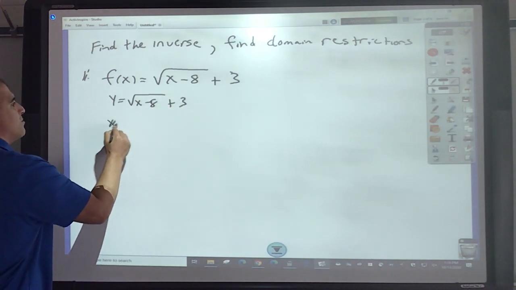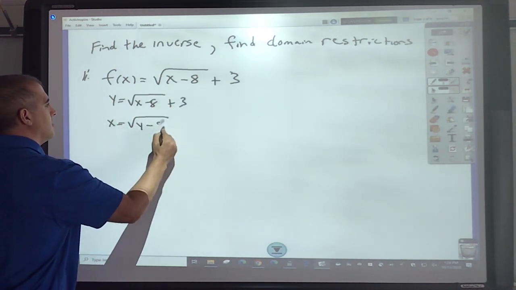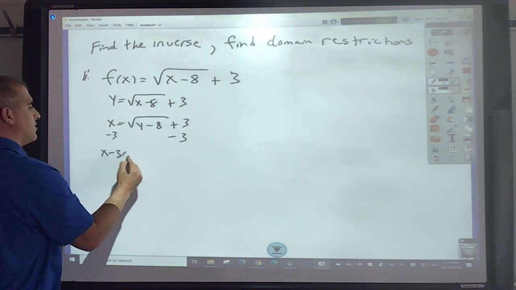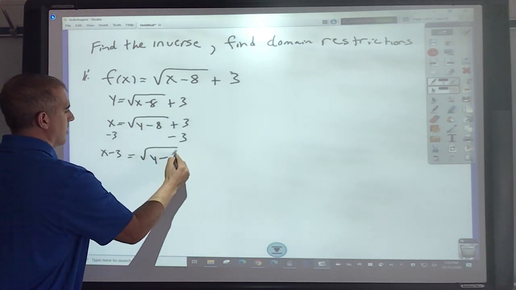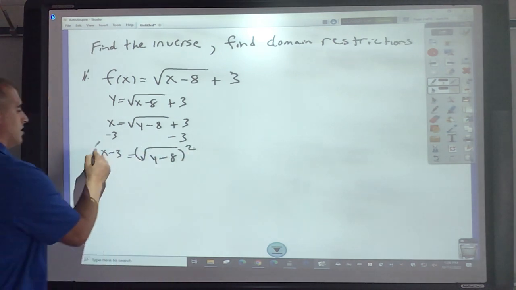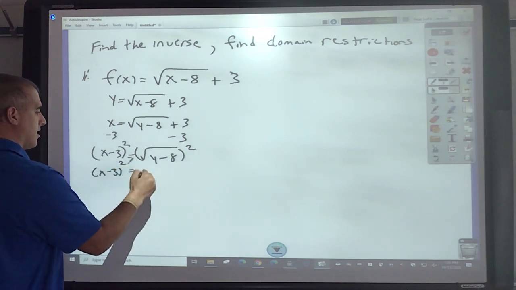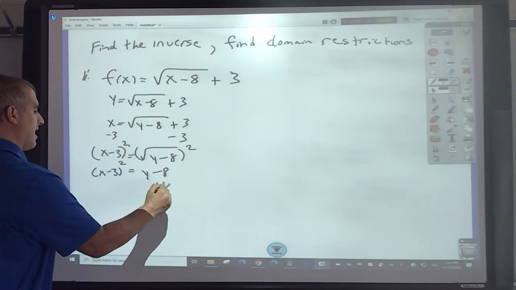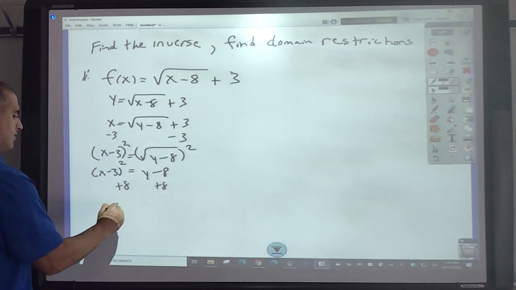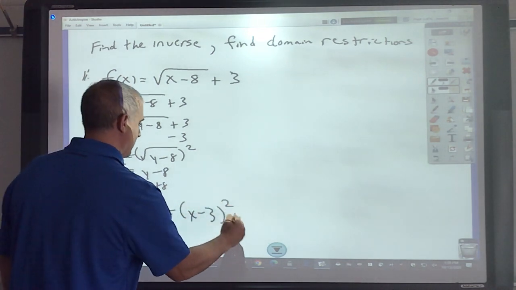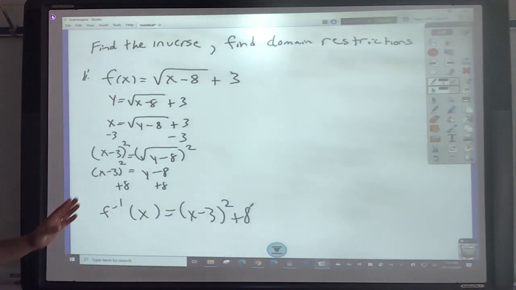I just want to talk about domain restrictions, so I switch x and y. Subtract 3 over here, x minus 3. And I square the square root. That's going to be x minus 3 squared, with y minus 8, and then I would add 8 over to the other side. So my inverse is x minus 3 squared plus 8, and that's the easy part.